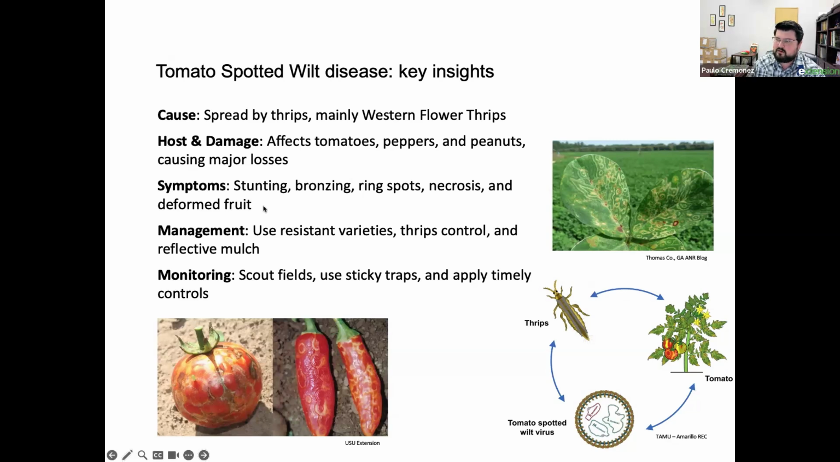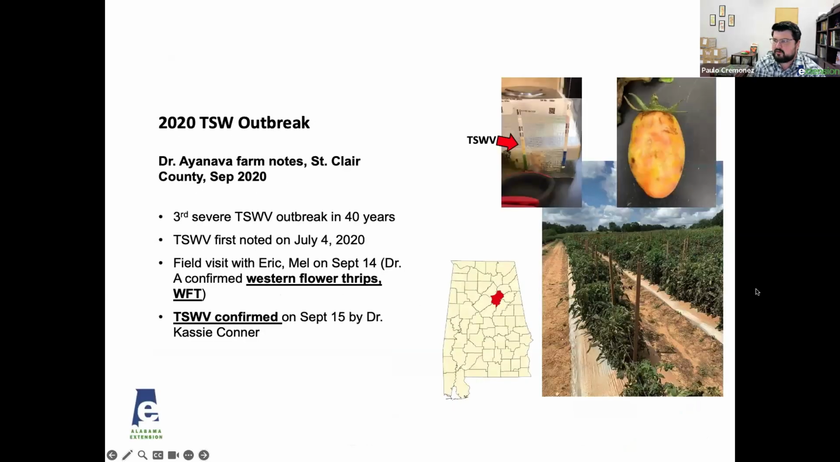The symptoms that it causes: stunting, bronzing, ring spots, and necrosis on the formed fruit, like in these examples down here. A little bit of the damage. For management, resistant varieties are the first line of control. Reflective mulch can also be used. It is usually very effective as a first line of defense. For monitoring, you have to actively scout fields, use sticky traps, and apply timely controls. So I'll talk about a little bit of that later.